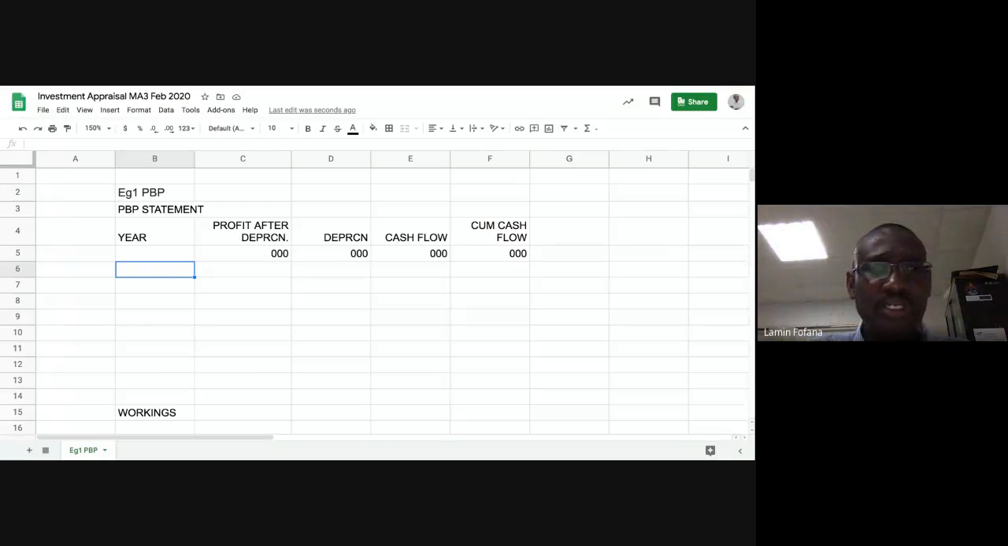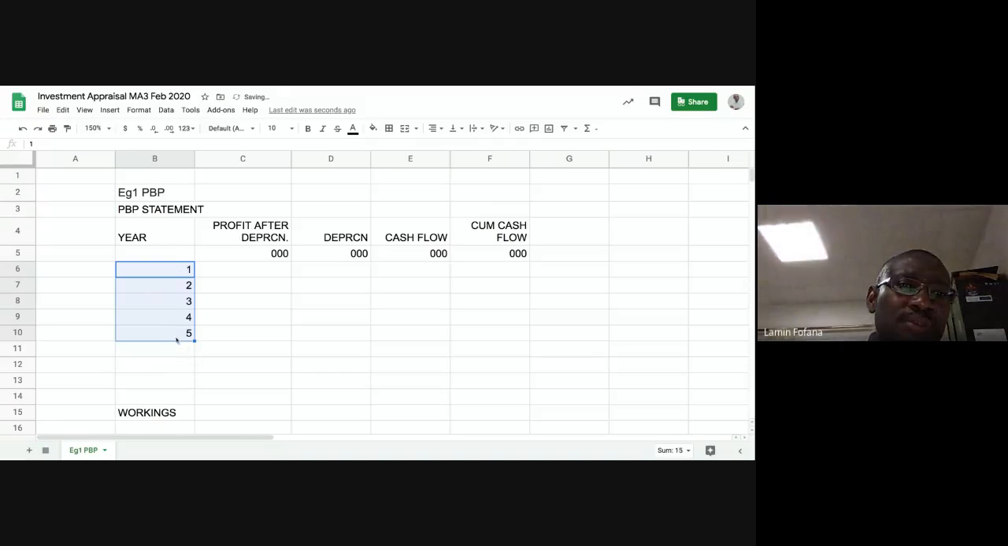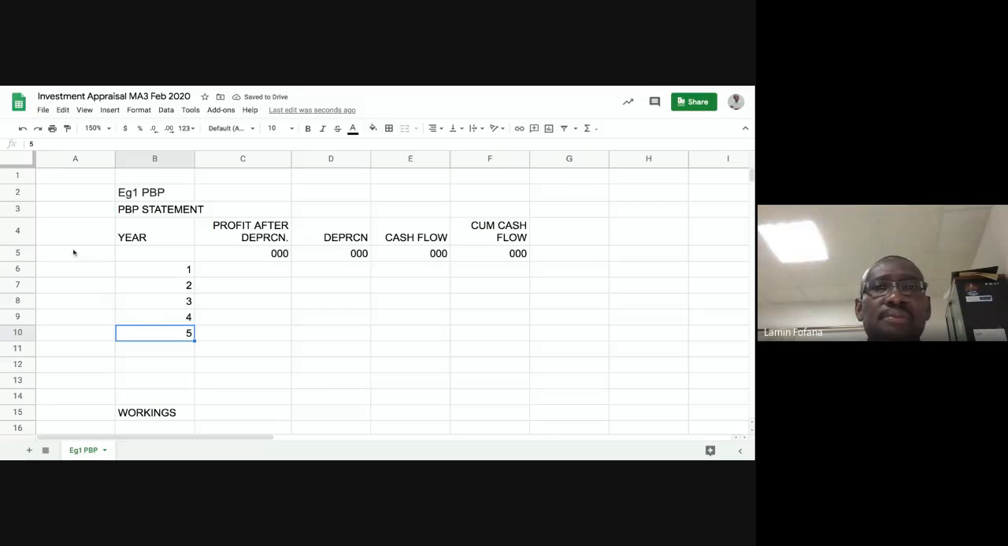The best way to number in Excel is you do the first one, you do the second one, and then you click on the first and the second, then you just drag. If you keep dragging, it will give you up to year 5. I'll show you what I mean. Because if you stop at the first one and drag, you can only get 1. So there are 2 ways.